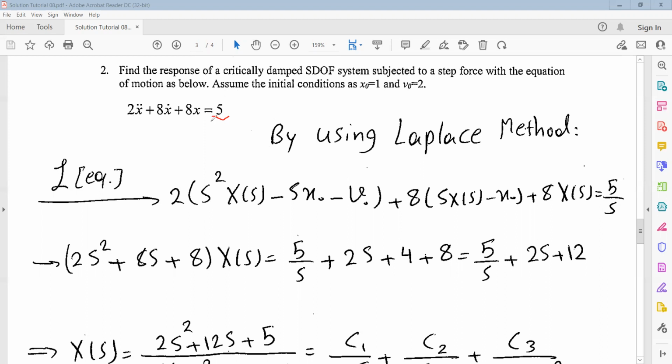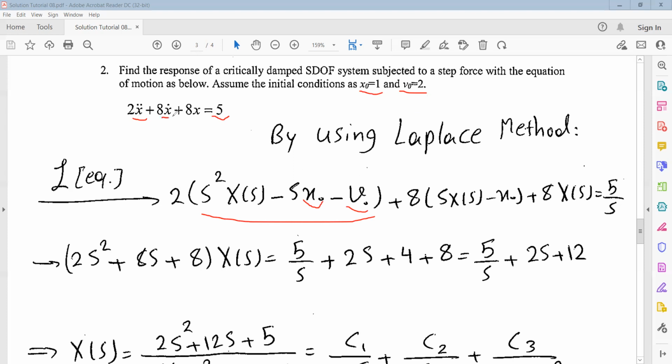So again, we can find the Laplace transform of this equation. You know that the Laplace transform of x double dot is equal to s squared X(s) minus s x naught, which is the initial displacement, minus v naught, the initial velocity, and they are obtained here. x naught is 1 and v naught is equal to 2.